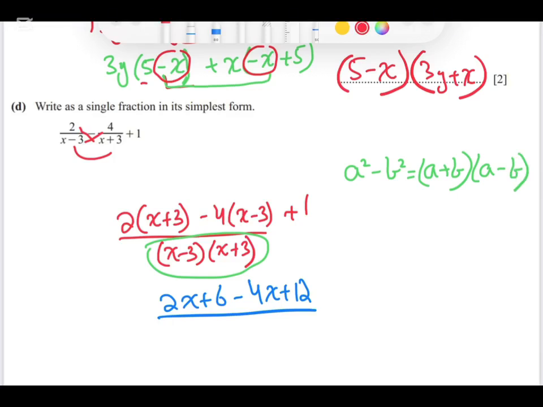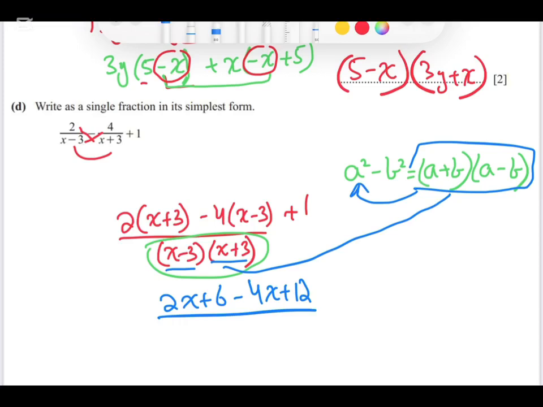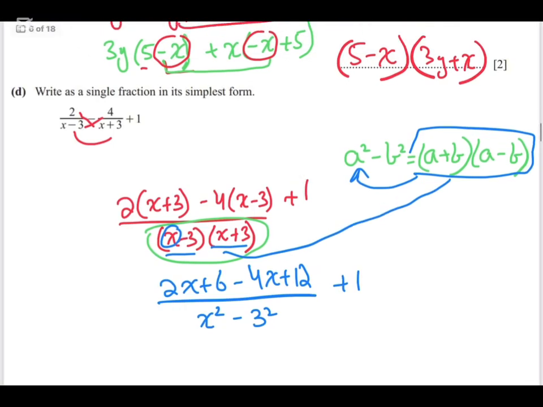Okay, so you can see that this formula is equal to this part, a plus b and a minus b. So we have to convert this form into the left hand side, that is a square minus b square. A will be x and b will be 3, so x square minus 3 square, and plus 1 remains the same. Okay, I hope everything is clear in this part.